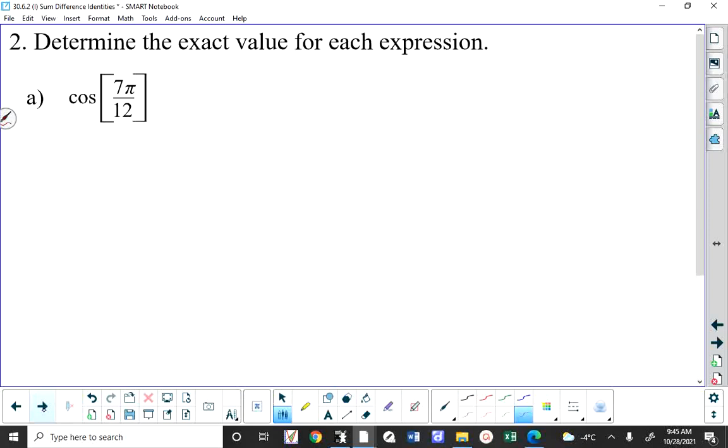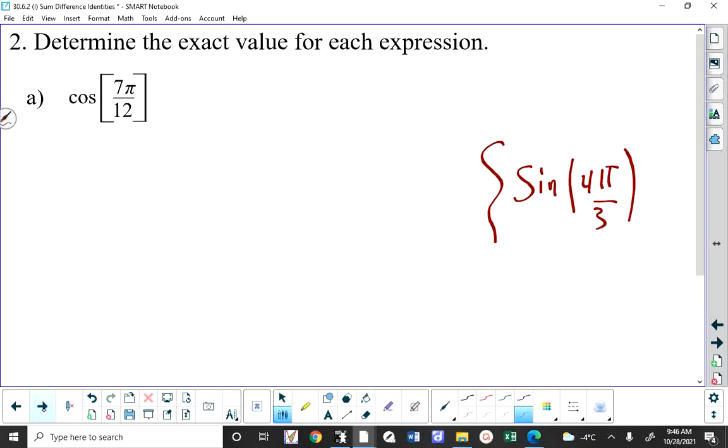Number 2, determine the exact value for each expression. This is an exam question. You would see this on an exam. The first thing to note is we want an exact value. And in the previous unit, you would be asked for stuff like, what is the exact value of sine of 4 pi over 3? Remember these questions?